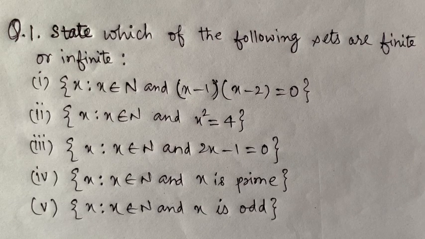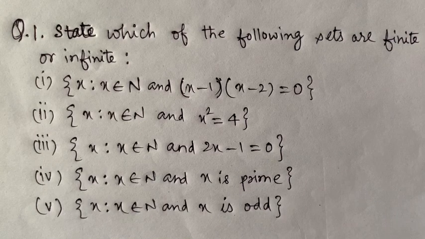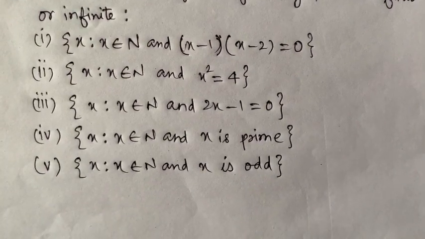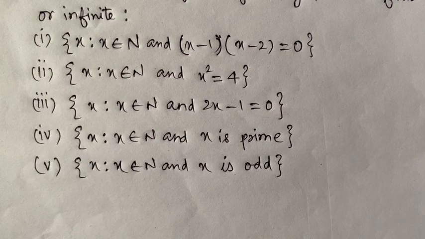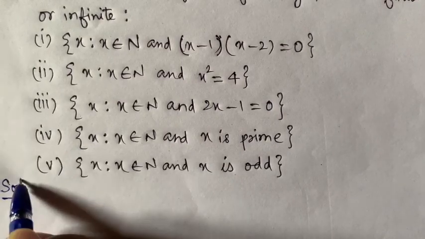Let us discuss some questions now. Question number 1 is, state which of the following sets are finite or infinite. Part 1 is x such that x belongs to N and (x minus 1)(x minus 2) is equal to 0. We need to write it in roster form to decide whether the sets are finite or infinite. If we can write all the elements in a set, that means it will be finite, otherwise it will be considered as infinite. So we will write the solutions.